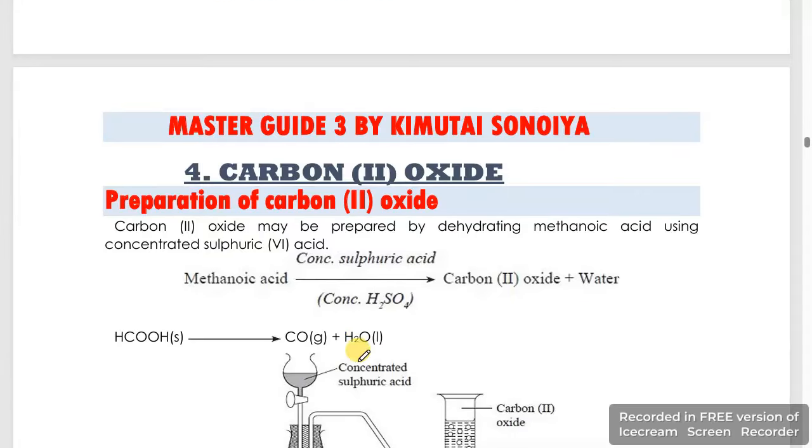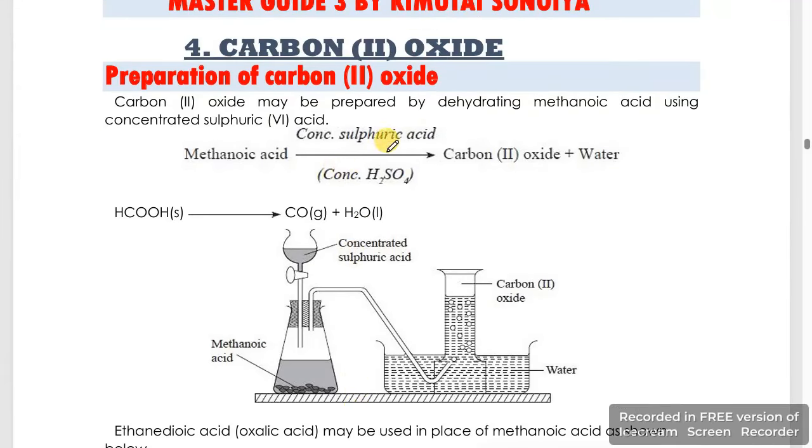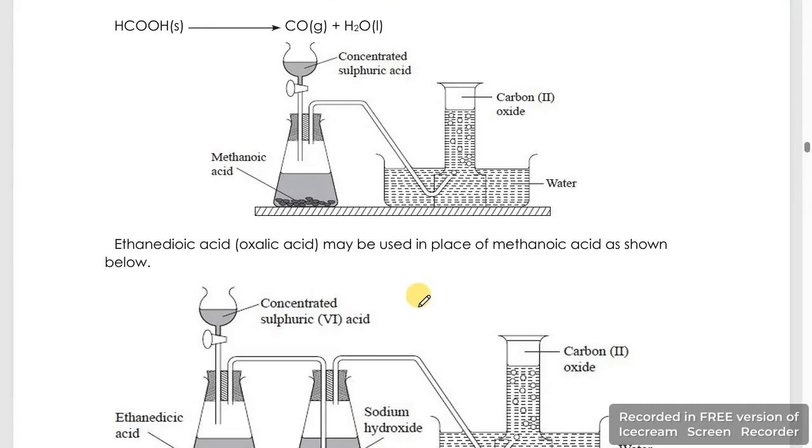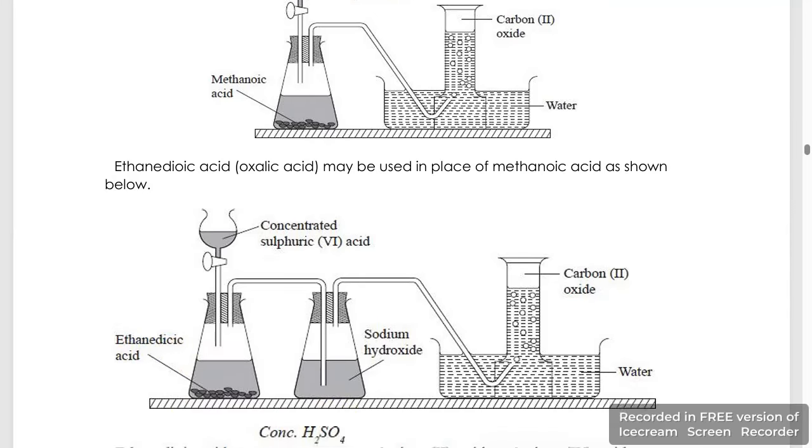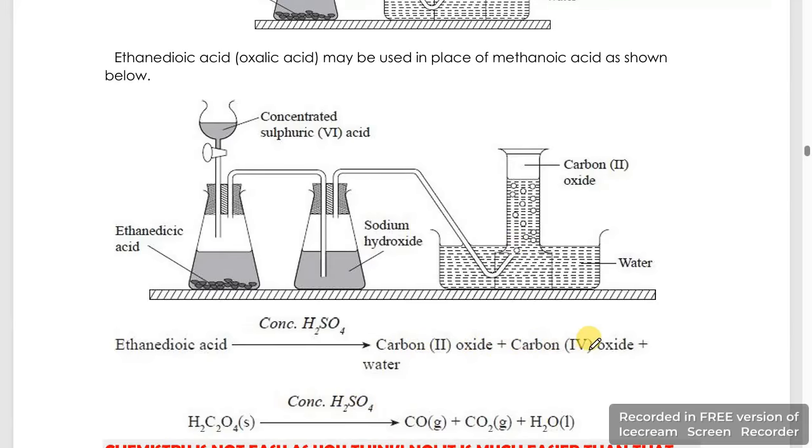Now let me take the second gas in form 2, which is carbon 2 oxide. How is it prepared? It is prepared when concentrated sulfuric acid reacts with methanoic acid. Those are the reagents in the laboratory preparation. Remember that. And then it is collected over water, so it is slightly soluble in water. You can as well use concentrated sulfuric acid and ethanoic acid.